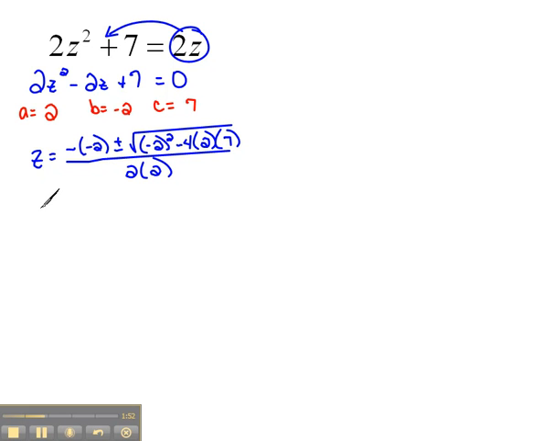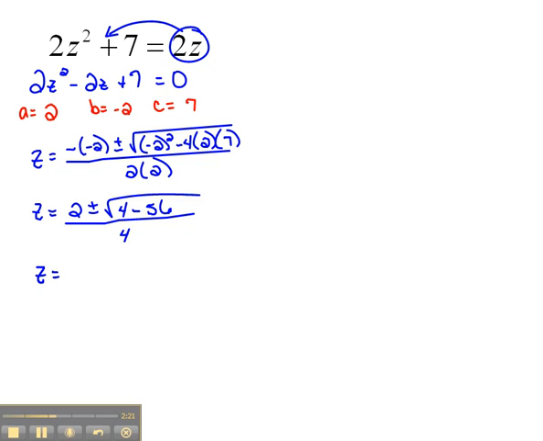And then we start simplifying. So z, or a variable in this case, equals the opposite of -2 would be a +2 plus or minus the square root of -2 squared would be a 4, and then minus 4 times 2 would be 8, times 7 would be 56, so that's minus 56, all over 2 times 2, which is 4.